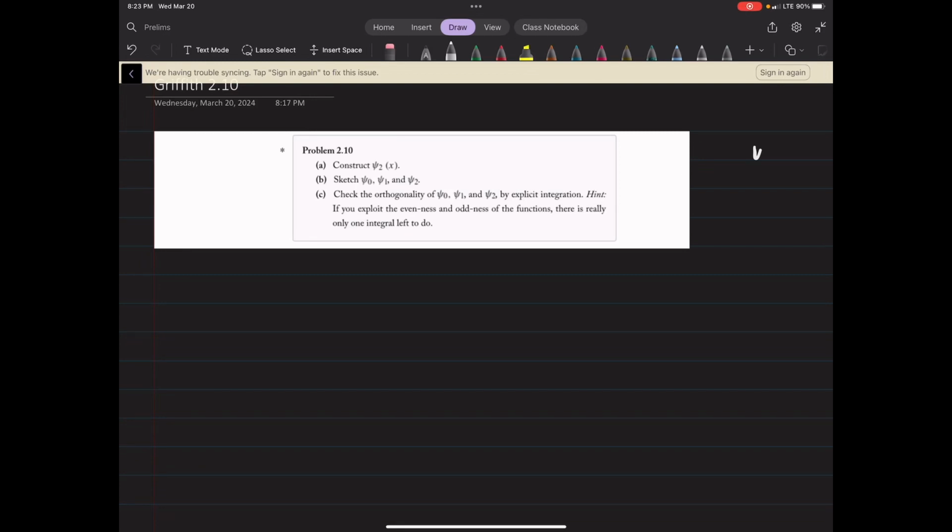Okay everyone, so this is problem 2.10 out of Griffiths' quantum mechanics textbook, and it's regarding the harmonic oscillator.